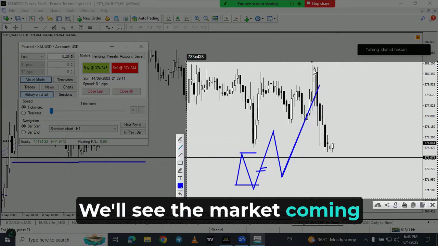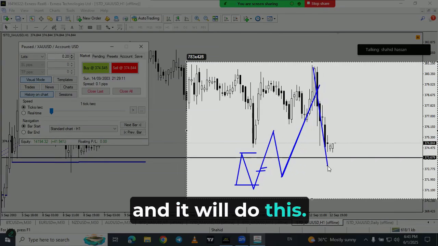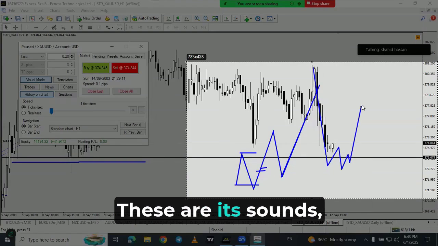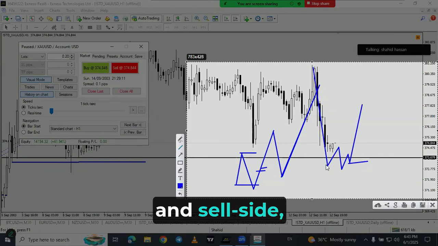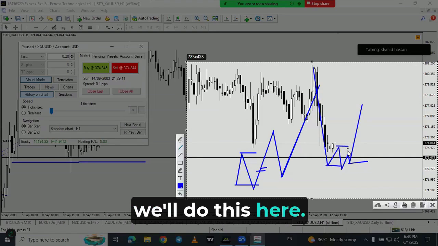We'll see the market coming here like this and it will do this, so we'll polish it. These are its sounds, and after buy side and sell side, when it does physical, we'll do this here.